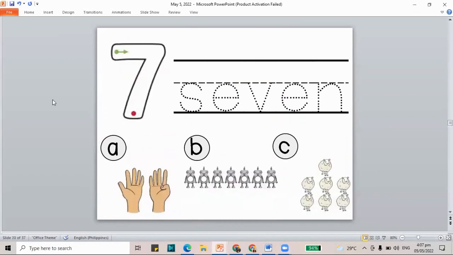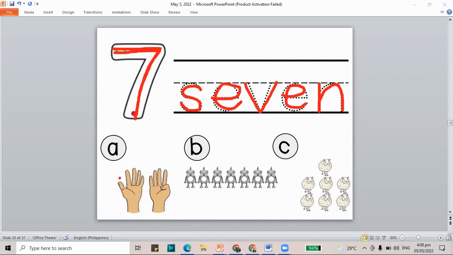This time, we have the number 7, a number coming out of heaven. That's 7. Make the top, then slide down. That's your number 7 coming out of heaven. Again, make a straight line at the top, slide down, number 7. Spell out the word 7. S, E, V, E, N. That's the word 7.